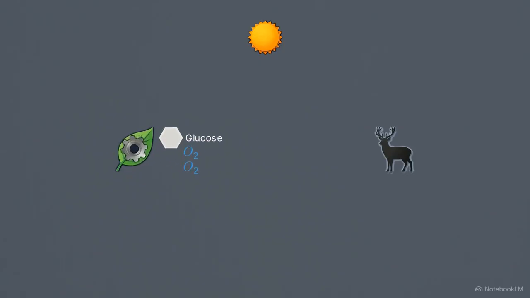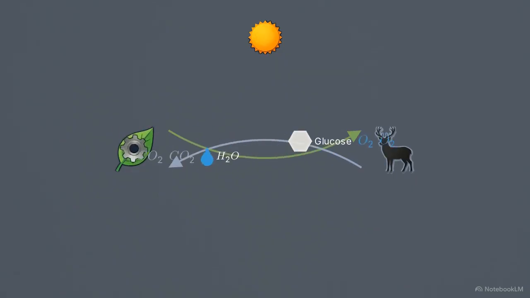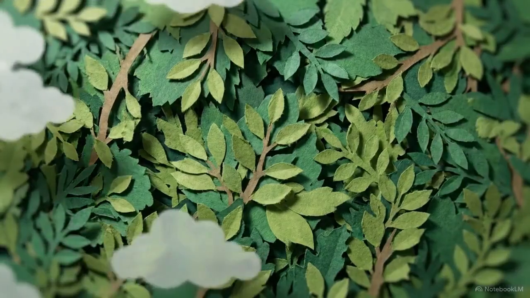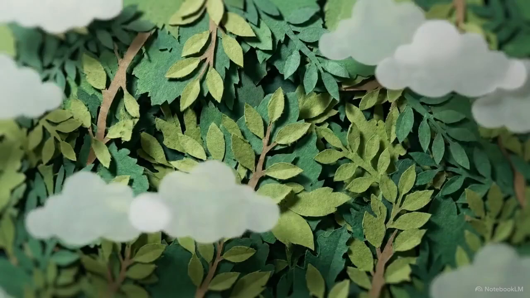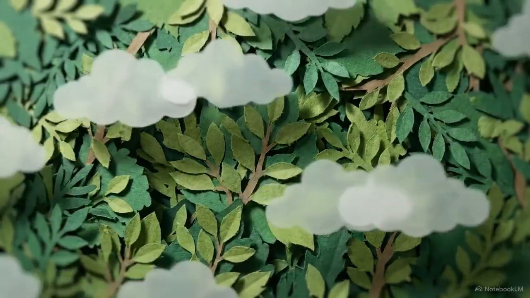Animals and humans rely on respiration. By consuming the plant's glucose and breathing in its oxygen, they generate energy. In return, they exhale carbon dioxide back to the plant. This exchange keeps the levels of oxygen and carbon dioxide in the atmosphere stable. It is a self-regulating cycle that supports both plants and animals.